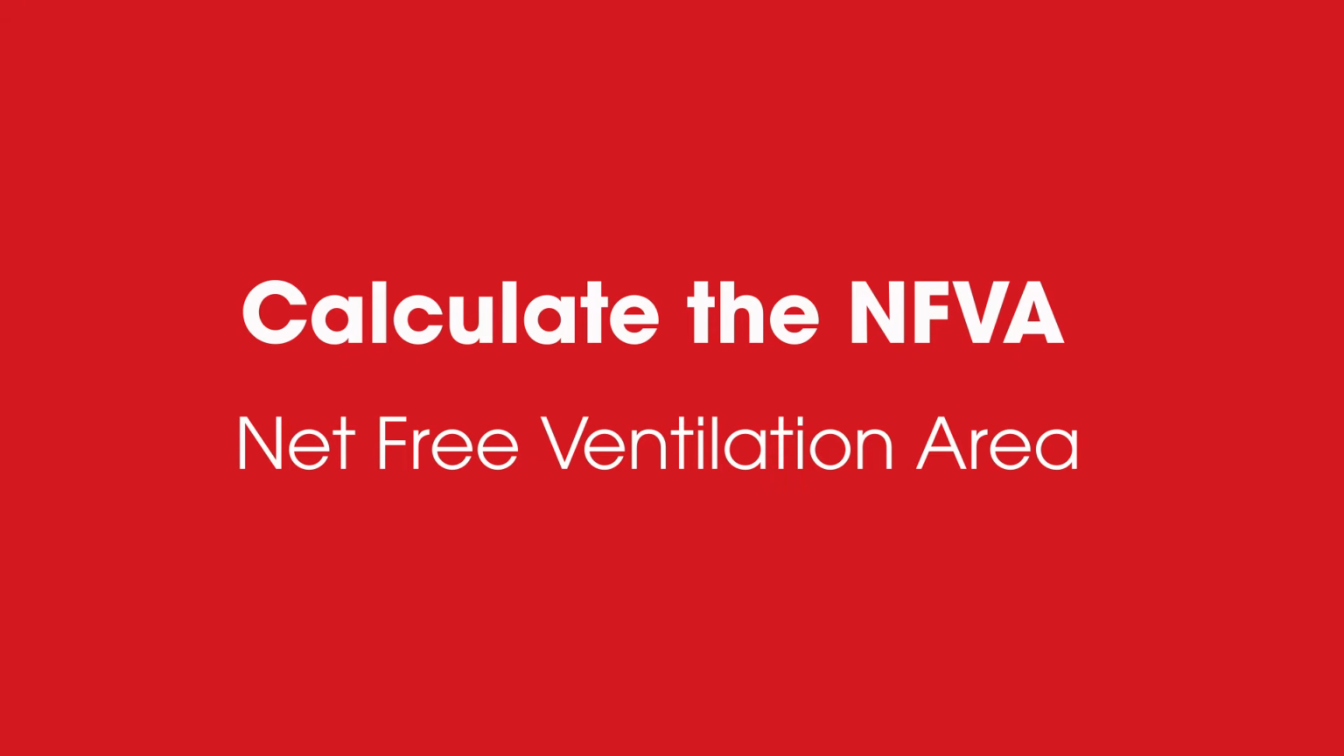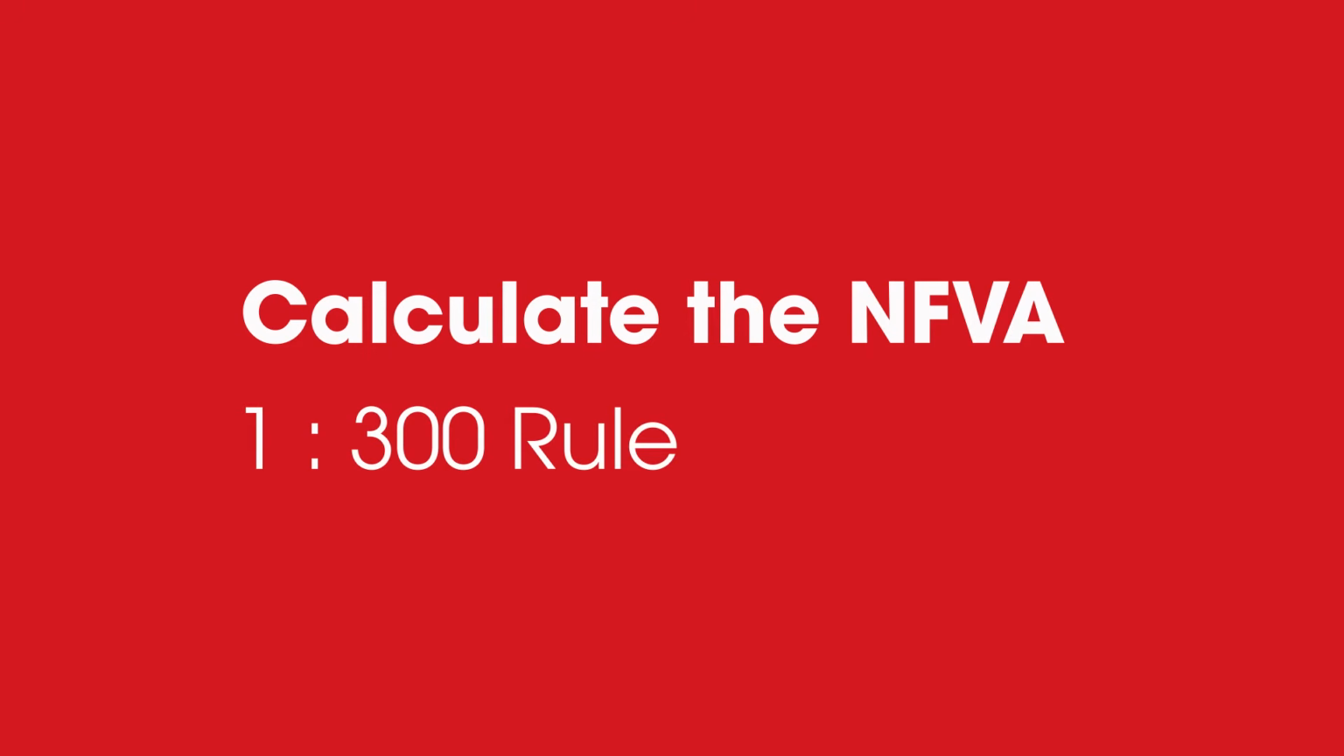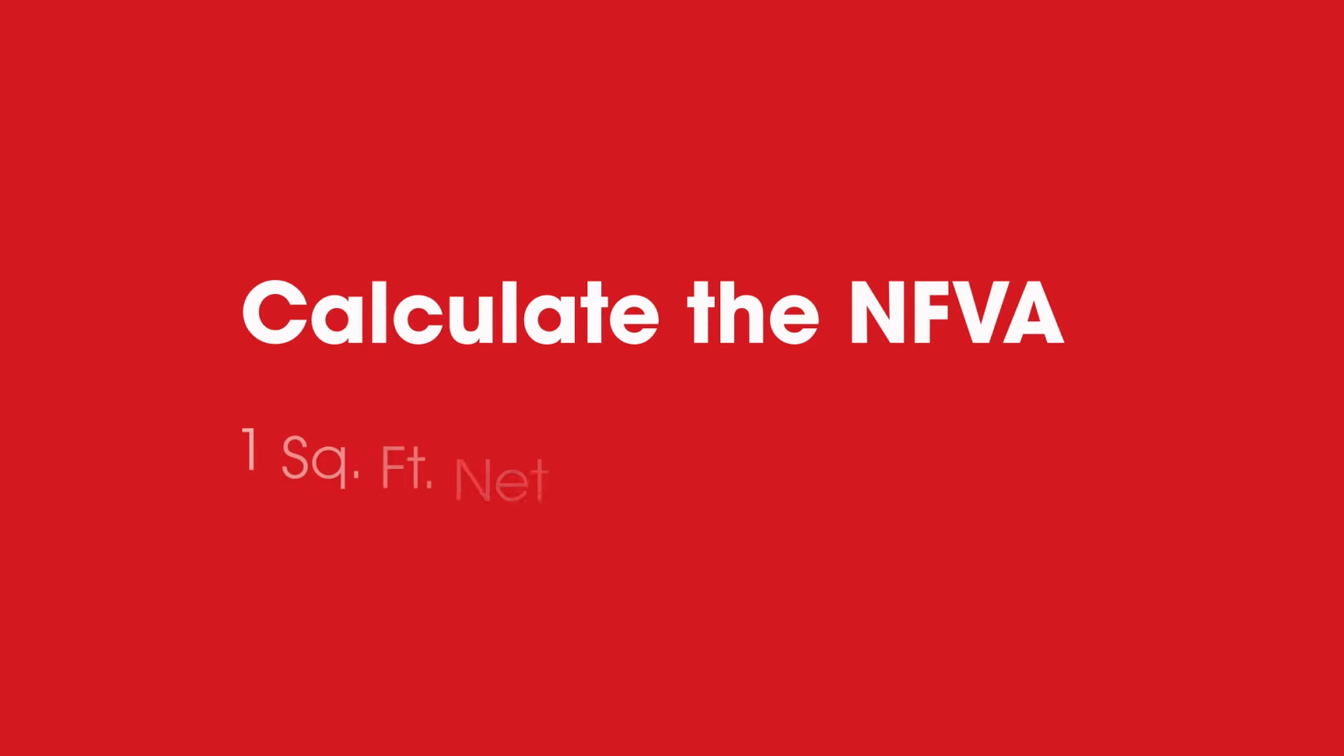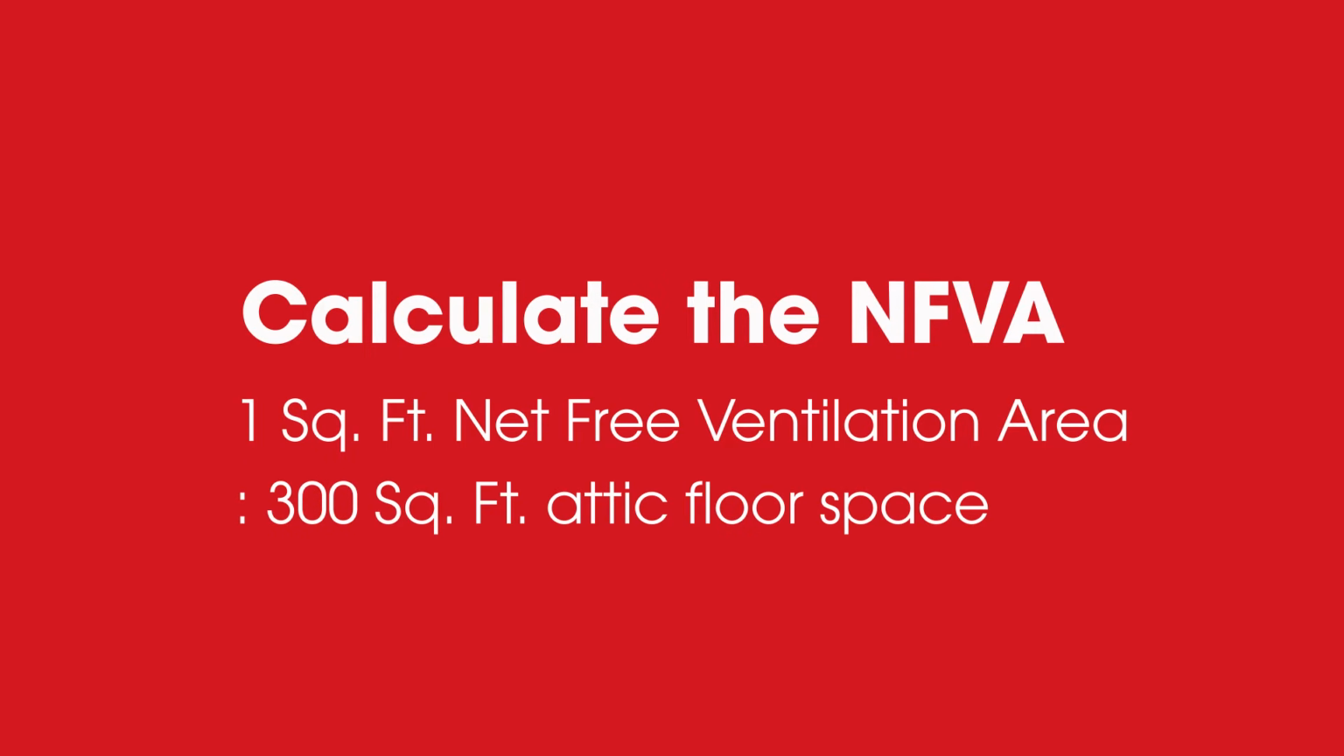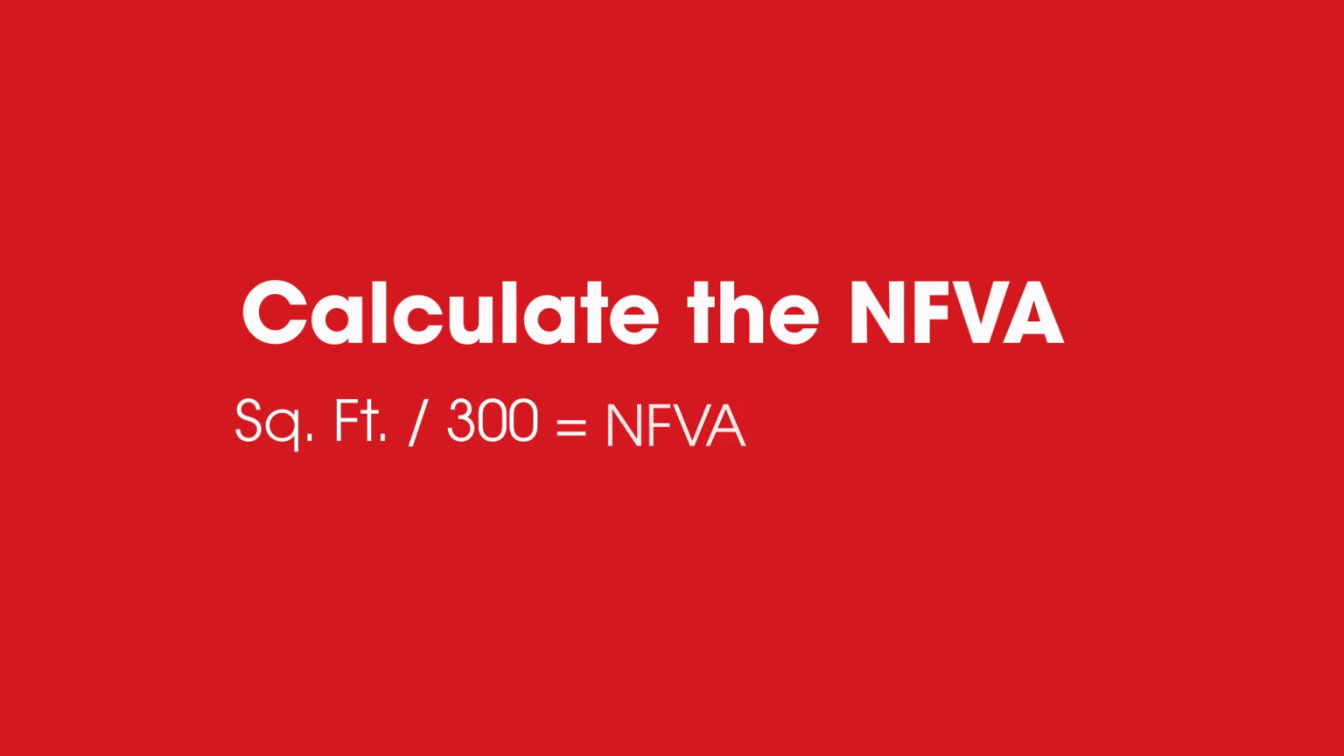In order to create a balanced system, start with the 1 to 300 attic ventilation rule. This means that you need 1 square foot of net free ventilation area, also known as NFVA or NFA, for every 300 square feet of attic floor space. Simply divide the square footage of the attic floor space by 300 to get the NFVA.